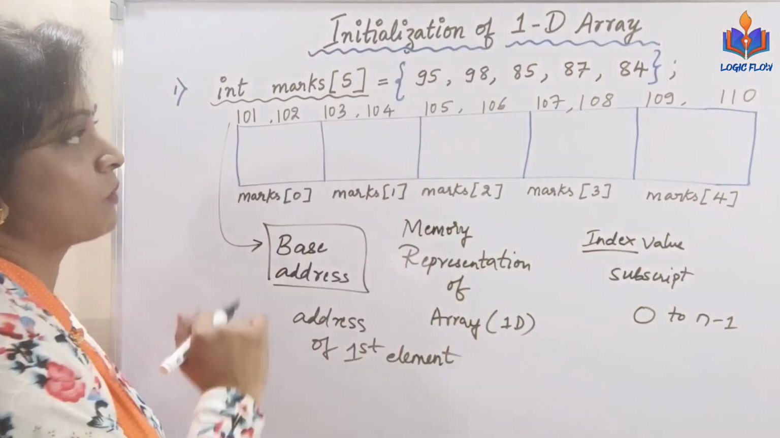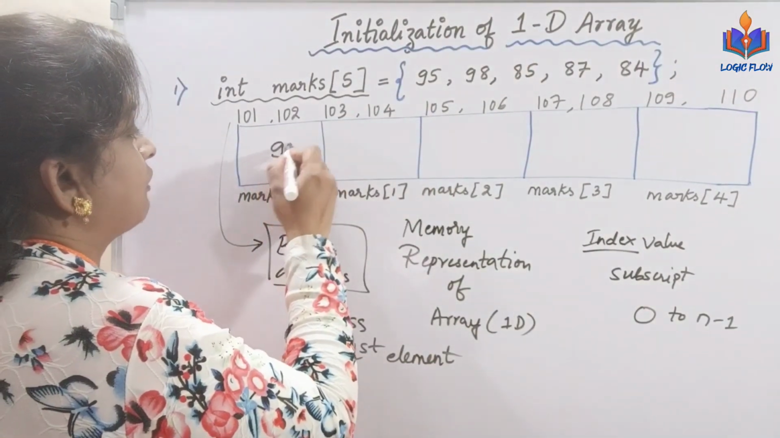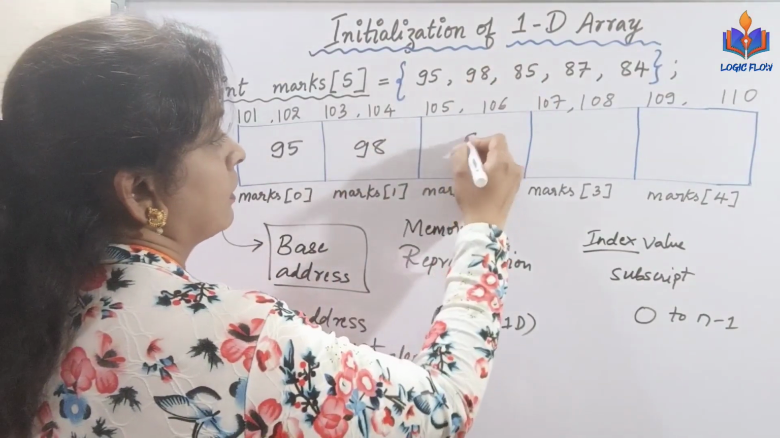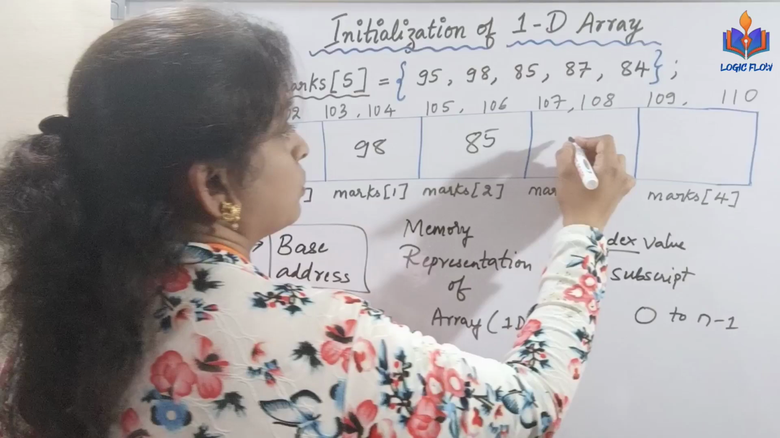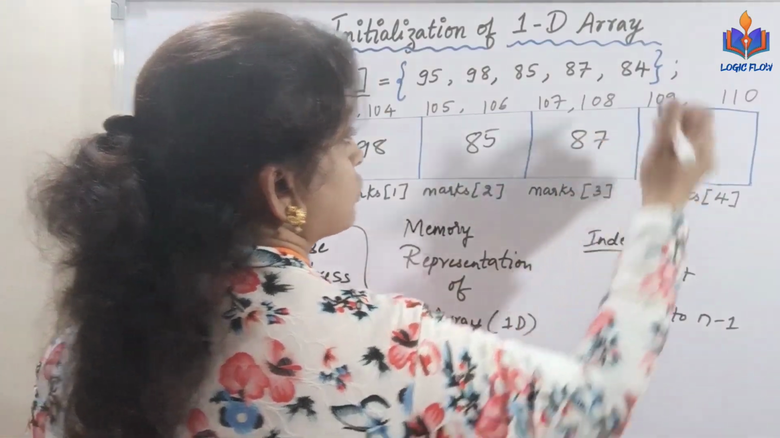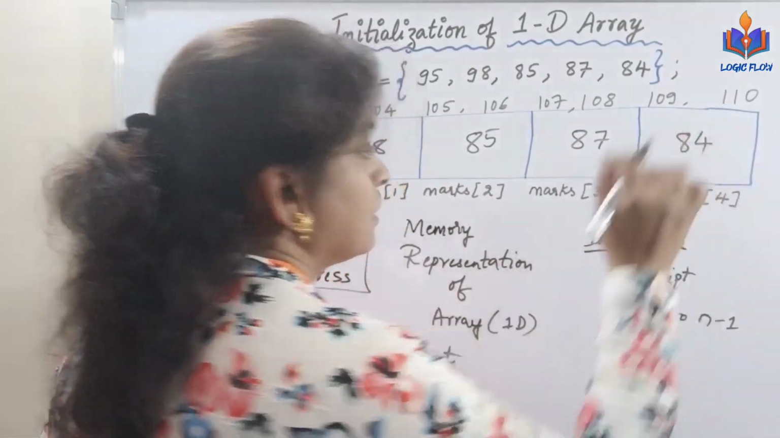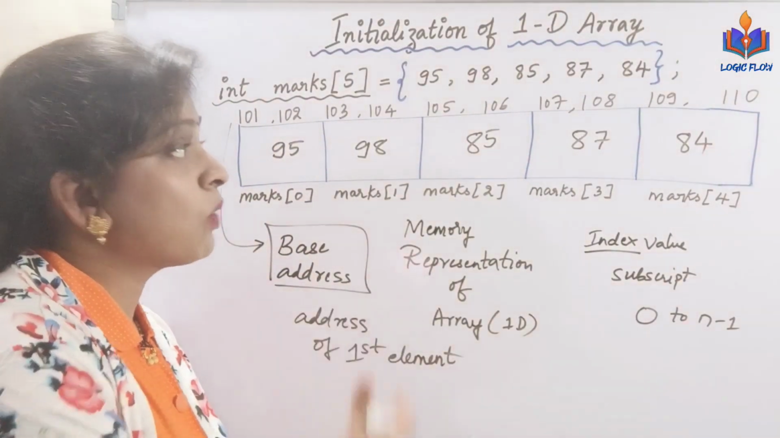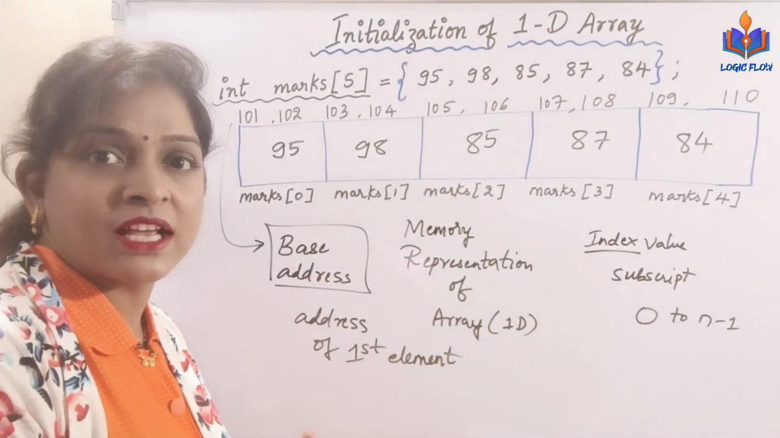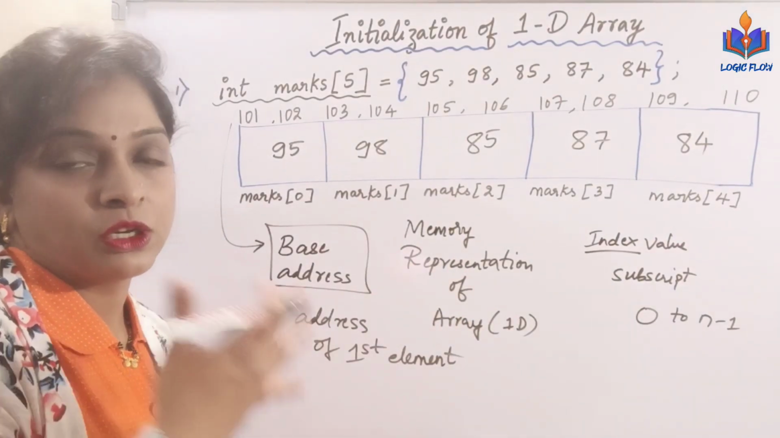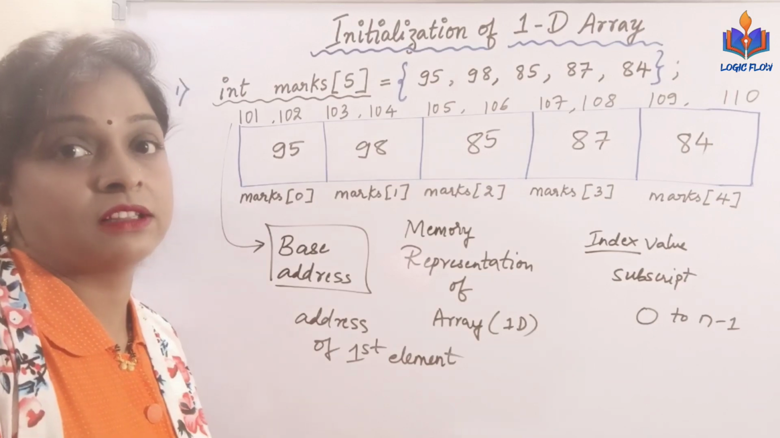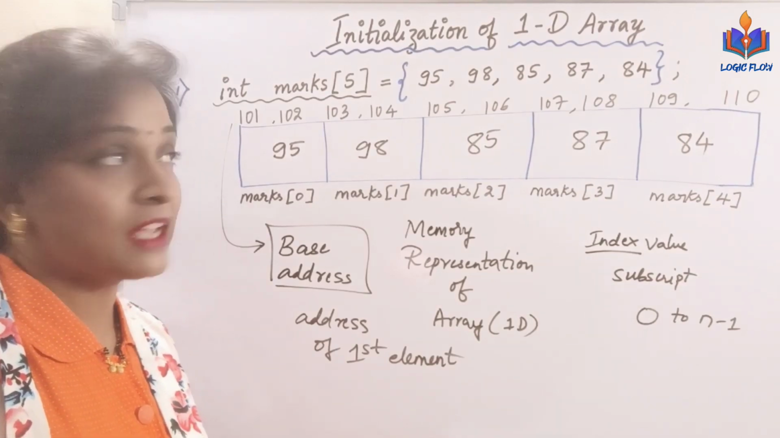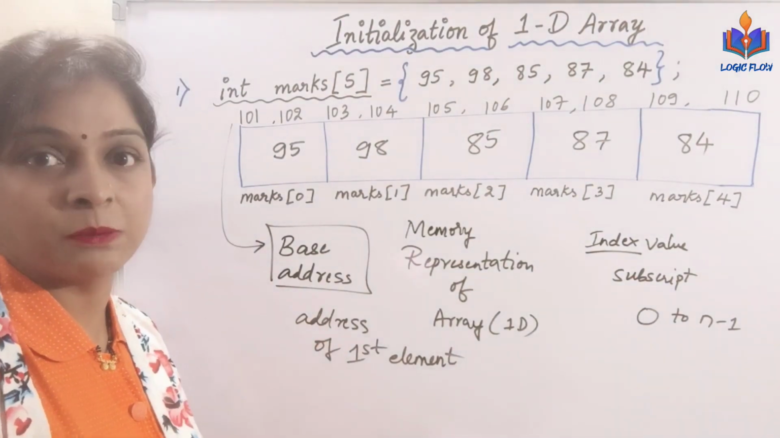So let us fill those values now. I have 95 filled in marks of 0, 98 in marks of 1, 85 in marks of 2, 87 in marks of 3 and 84 in marks of 4. So this is how the memory gets allocated and how I can initialize the values. Initializing means giving some constant values to the array. We can also take the values during runtime; that we will see later. This is the first method. We'll see the next method now.